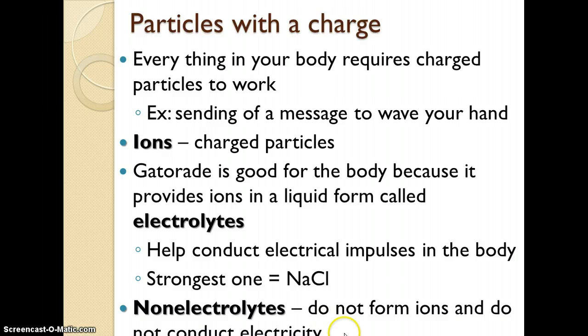We also have substances that do not form ions at all. So if they do not form ions at all, they do not conduct electricity at all, we are going to call these non-electrolytes. So non-electrolytes are things like sugar. Sugar does not break down into ions. Also, some kinds of alcohols, ethyl alcohol to be specific, organic molecules, they don't break down to form ions.